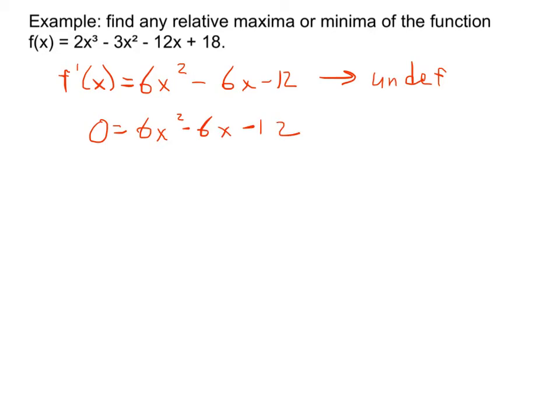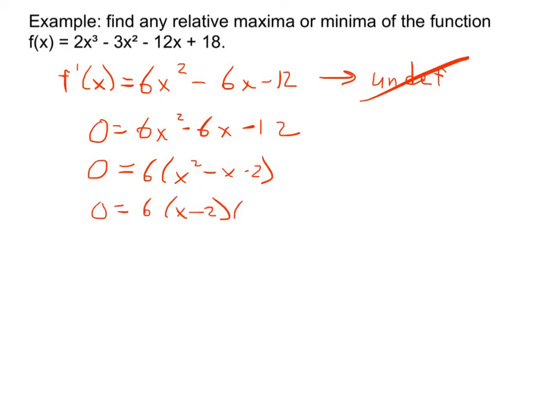Well, because there's no division by 0, it's not ever undefined. To work this out, I need to factor, so I'll pull out the 6, x squared minus x minus 2. I've got 6 times x minus 2 and x plus 1. Great, so my critical numbers seem to be 2 and negative 1, right? Now, if I was doing the first derivative test, then my next step would be to set up intervals from negative infinity to negative 1, from negative 1 to 2, and from 2 to infinity.